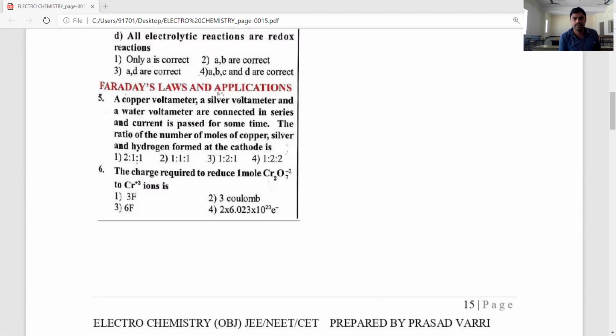Let's see the fifth one. Fifth question. A copper voltameter, a silver voltameter and a water voltameter are connected in series. Connected in series, the current is passed for some time. Same current means Q is constant. Then the ratio of the number of moles of copper, silver and hydrogen. Okay, the mole ratio we need to find out. See, the Q is constant.